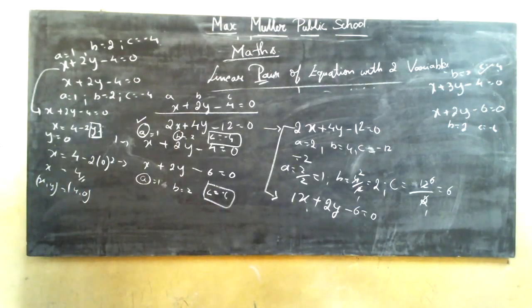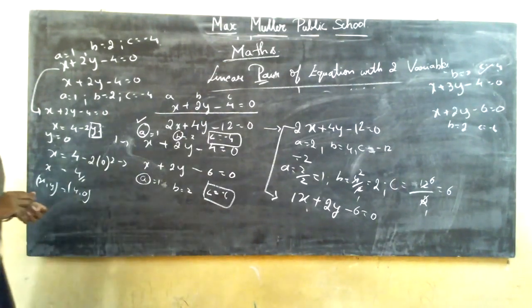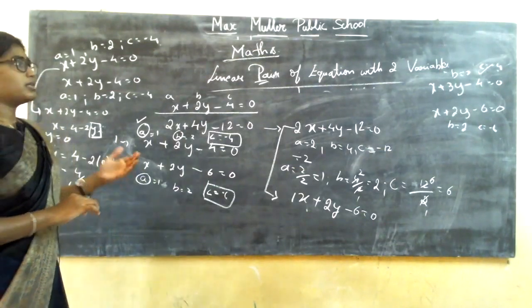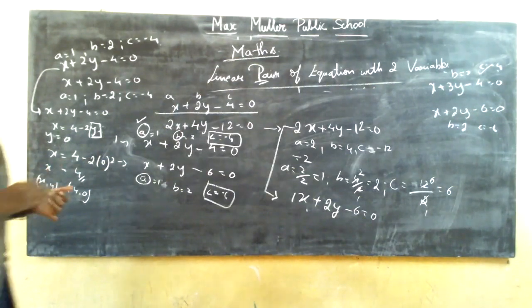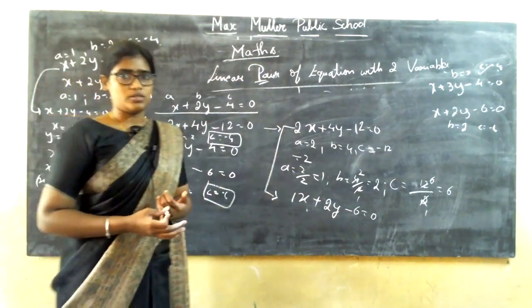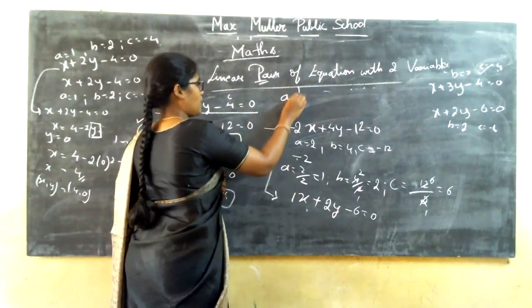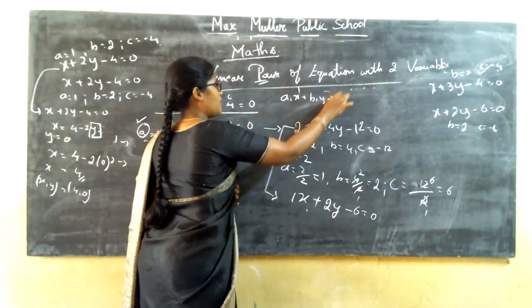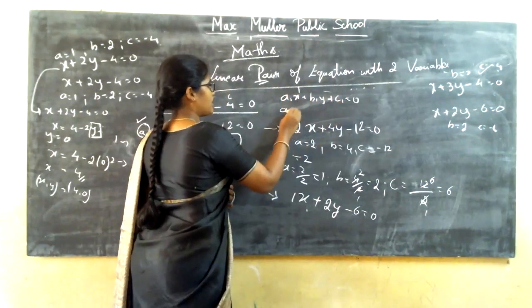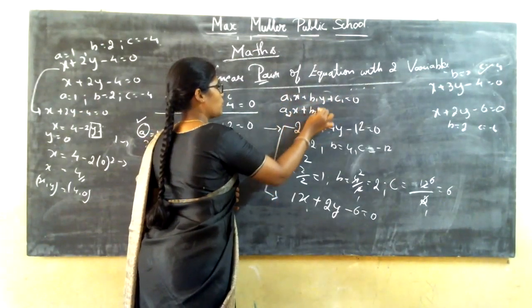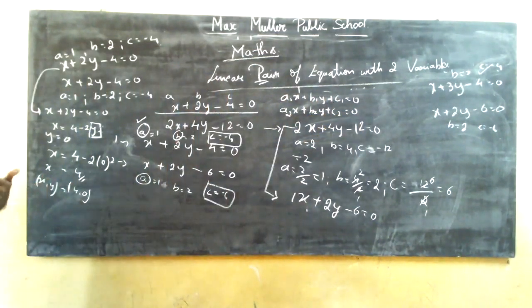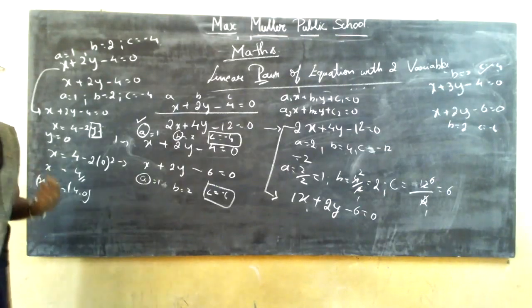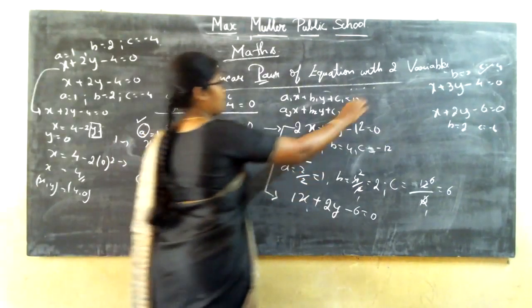Then we have revised the topic we learned in the previous classes, 1.5 months back. That is a linear pair of equations with 2 variables. Clear? In today's class we have learned about the general equation, that is a1x plus b1y plus c1 is equal to 0, and the next one will be a2x plus b2y plus c2 is equal to 0. These are the 2 equations we have seen in today's class. This is the general equation of a linear pair.